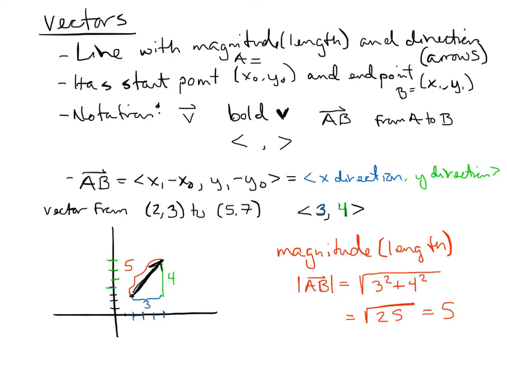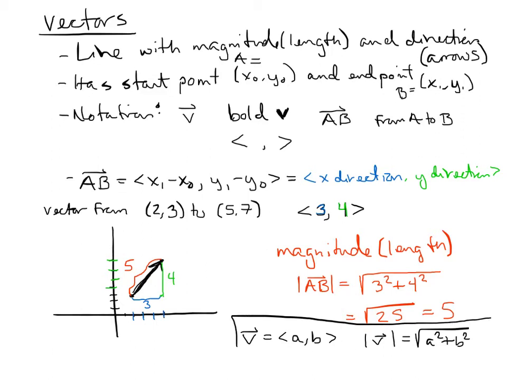So in general, if we have a vector, let's say, if v is equal to the vector ⟨a, b⟩, then the magnitude of v is going to equal the square root of a squared plus b squared. All right, so we have magnitude, we have how to find a vector, we've got all the notation for it.